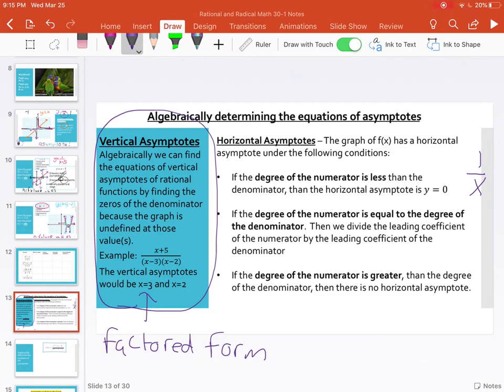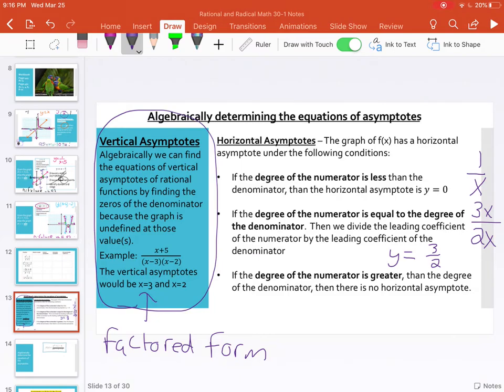If the degree of the numerator is equal to the degree of the denominator, then we divide the leading coefficients. So for example, if you had 3x over 2x, they both have a degree of 1, so then you would just divide the leading coefficients. So my horizontal asymptote would be at 3 over 2.